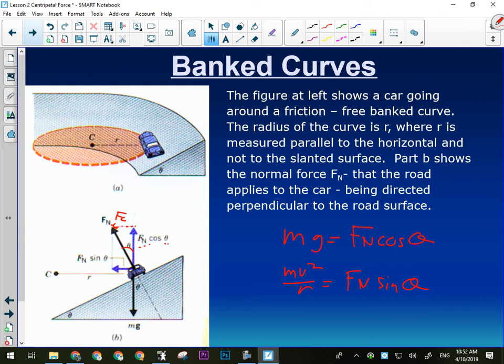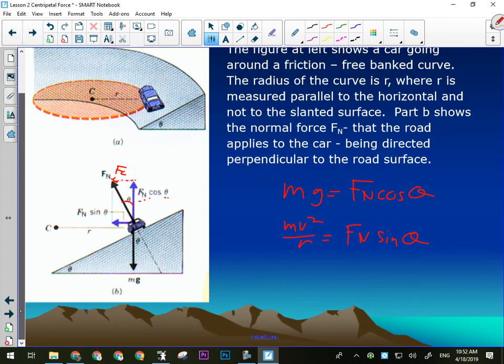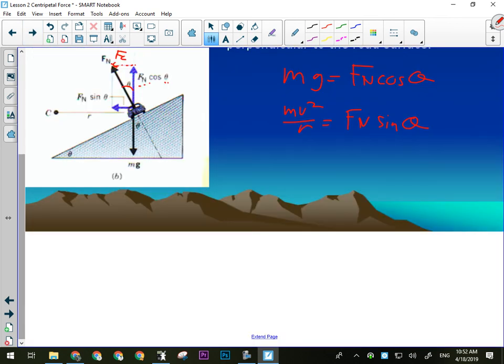Tan, because I have opposite over adjacent. Okay, so here's what we're going to do. We're going to derive the formula for a bank curve, knowing that this is my opposite side and this is my adjacent side. So I'm going to say mv squared over r divided by m times g equals Fn times the sine of theta, opposite side, divided by Fn cos of theta.